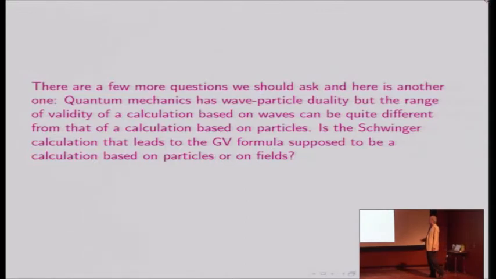So, is the Schwinger calculation that leads to the GV formula supposed to be a calculation based on particles or on fields?